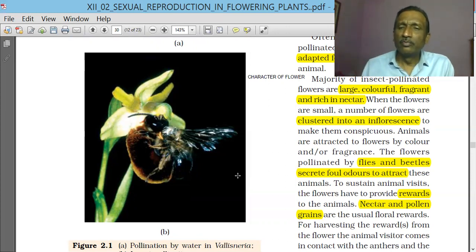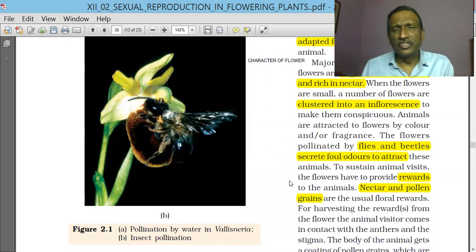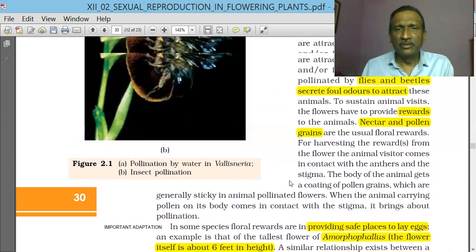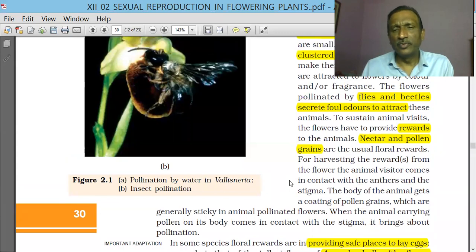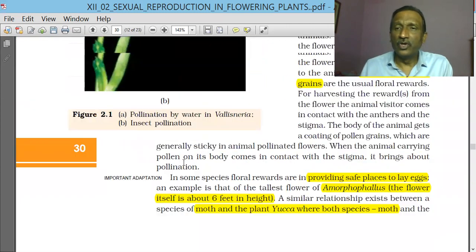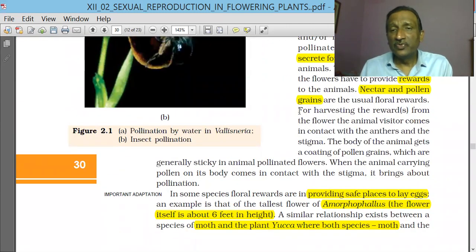ठीक है. तो प्लांट का तो पर्पस क्या है, उसको तो पॉलिनेशन कराना है. उसके लिए तो उसको कुछ भी देना पड़े, रिवॉर्ड, may be fruit, may be seed, जो भी है, लेकिन उसका by large number of seed will be. तो इनको हम कहते हैं that is reward. तो यहाँ लिखा है that is for harvesting the reward from the flower, animal visitors come in contact with the anther and stigma. What are the rewards?